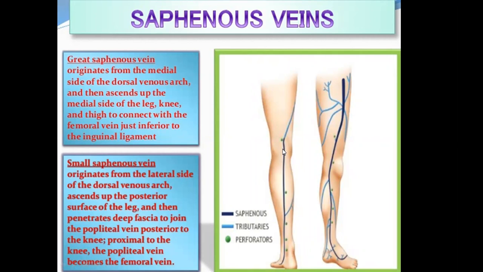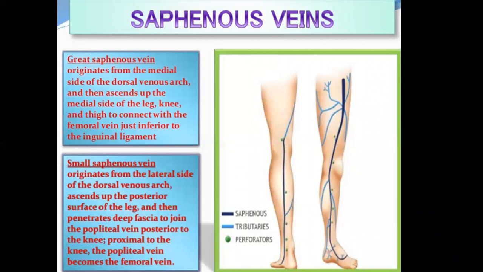popliteal vein. So you see, you have the great saphenous vein accompanying the saphenous nerve passing in front of the medial malleolus, coursing through the posterior aspect of the leg, entering the medial aspect of the thigh, and terminating at the saphenous opening in the deep fascia of the thigh to join the femoral vein.